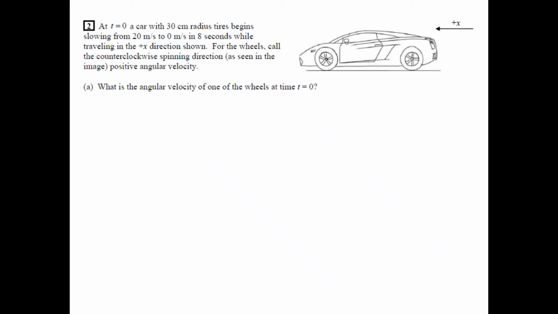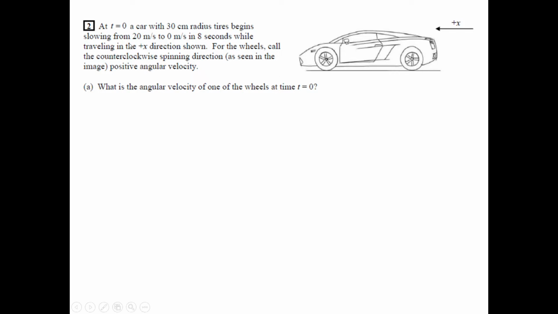Okay, back to the worksheet problem where we had a car slowing from 20 meters per second to the left, or in the plus x direction in this particular case, to rest in 8 seconds. And we're going to call the direction that the wheels are rotating the positive rotation direction. What's the angular velocity of one of the wheels at time t equals 0? Given that the wheels are rotating in the positive direction, it should be a positive answer.